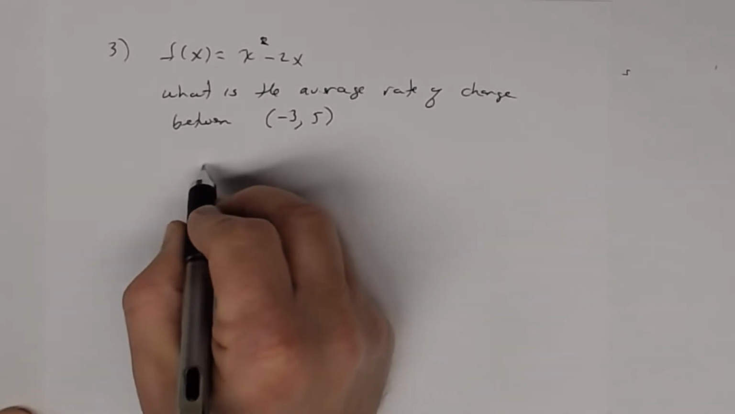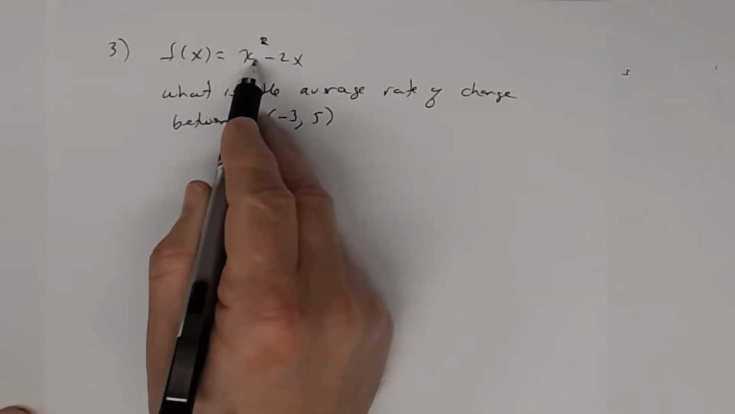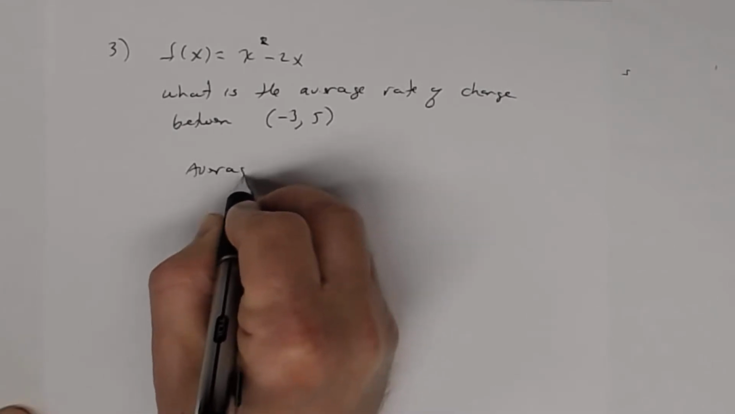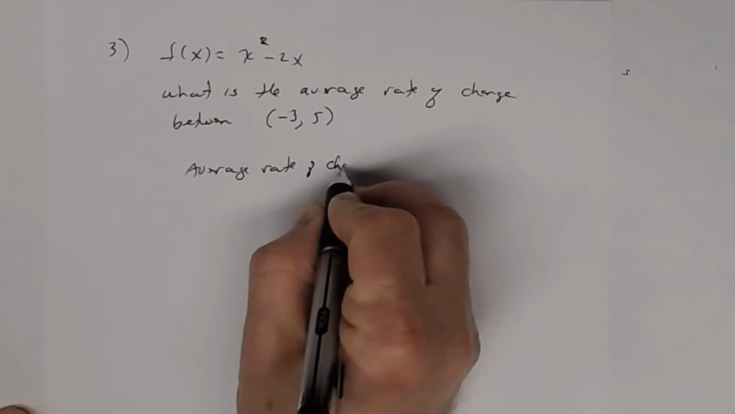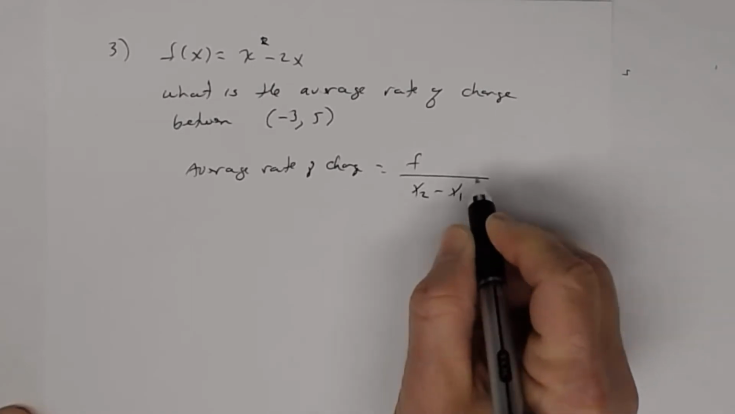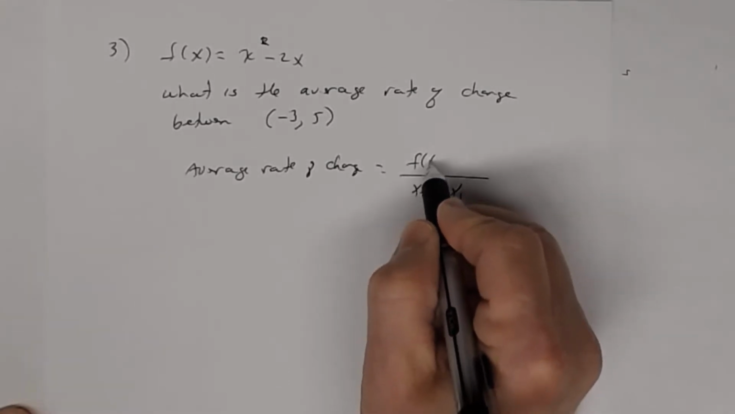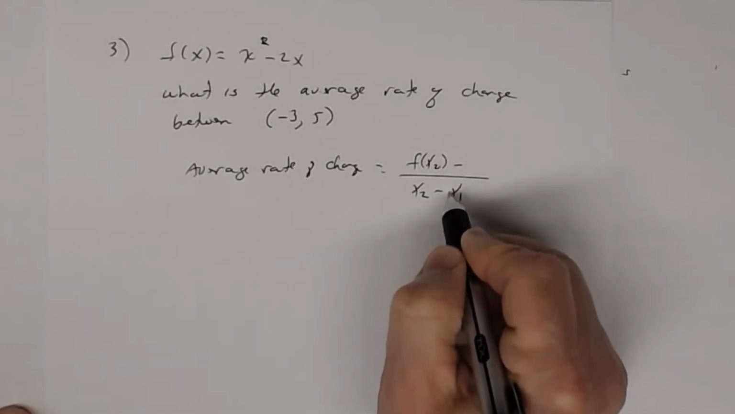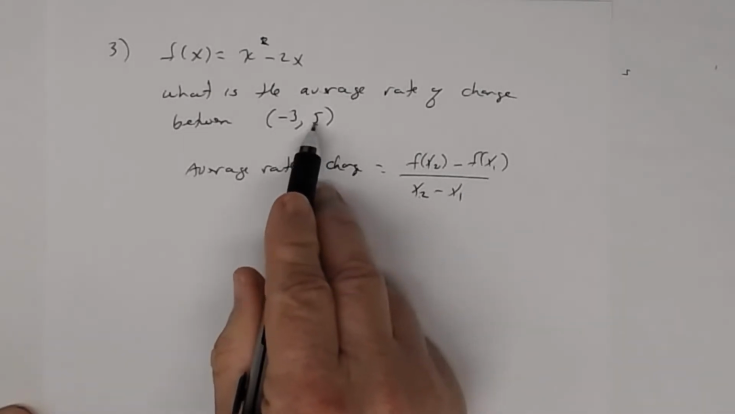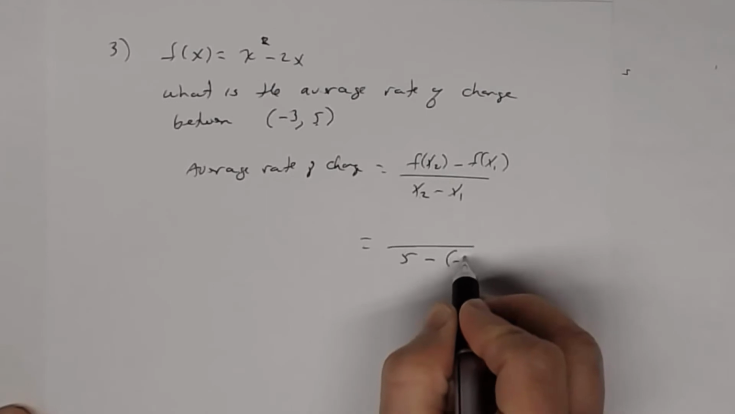Remember, the average rate of change is the same idea as the slope of a line from -3 to 5 for this function. It helps if you write it out: your denominator is x2 minus x1, and your numerator is f of x2 minus f of x1. x2 in this case I'll denote as 5, and x1 as -3. So the denominator becomes 5 subtract the -3.